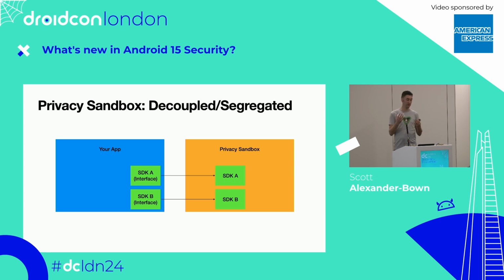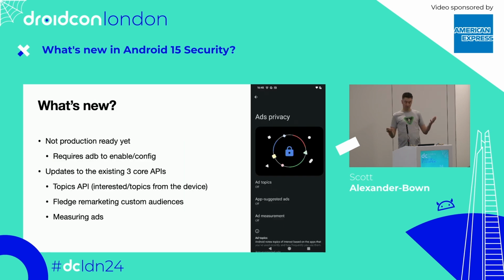So in the running app example, your app could happily have location permission, but as a user, I could deny the location permission to the ad SDK. I think that's a win for privacy, and it sounds quite interesting. It's not ready yet. If you want to enable it on your Android 15 device, you have to run a couple of ADB commands, and you can get something like this to come up.